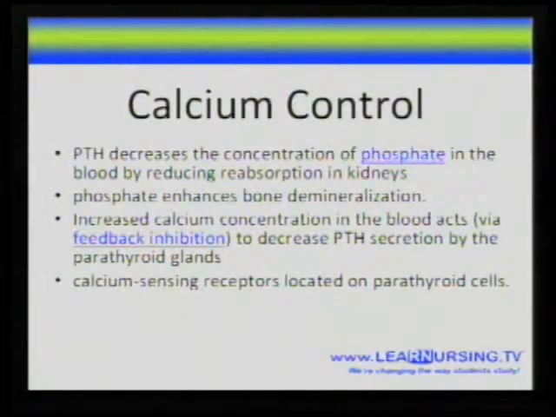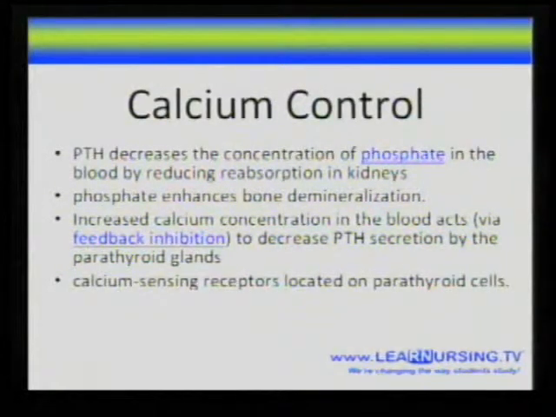And phosphate helps with bone demineralization. That's a nice way of saying ripping out what those bones have to give up. So if I have extra calcium in the blood, this is when we start hitting that feedback. When the parathyroids pick up that I have extra calcium in my blood, what do they stop doing? Putting out PTH. And that's another example of negative feedback. We've talked about that a couple times before we hit here.